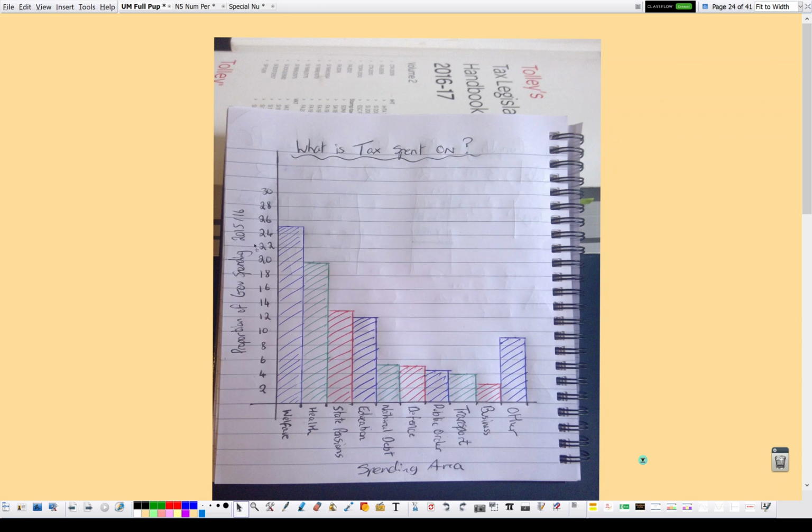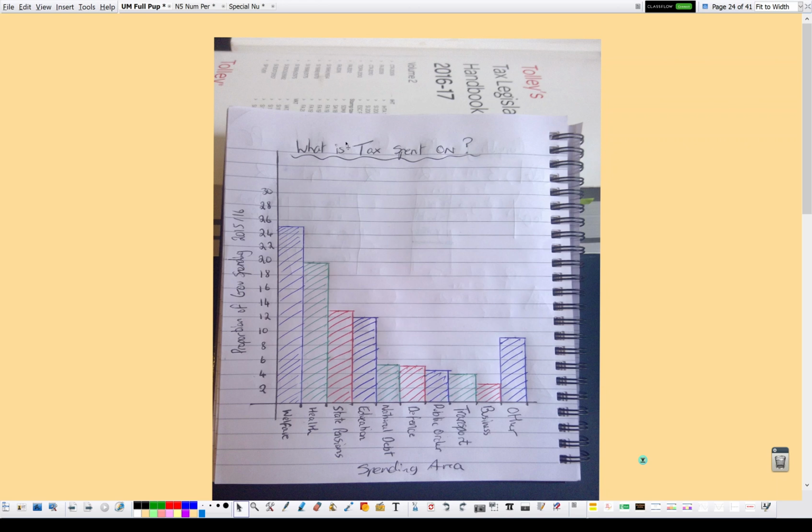So you've got proportion up the left-hand side and spending area down the bottom, and I've drawn a kind of histogram where you can see that the most spent things are welfare, health, the state pensions, and education. The other topic is one of them, and then you've got all the lower spending ones there. So your graph should hopefully look similar to that.